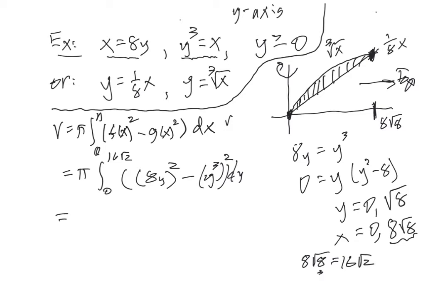I made one little mistake. Because we're integrating with respect to y, we need the y coordinate up here, not the x. The y coordinate is just the square root of 8, or if I take the 4 out like we talked about, it would be 2 square roots of 2. Okay, so pi integral 0 to 2 square roots of 2, 64y squared minus y to the 6th.